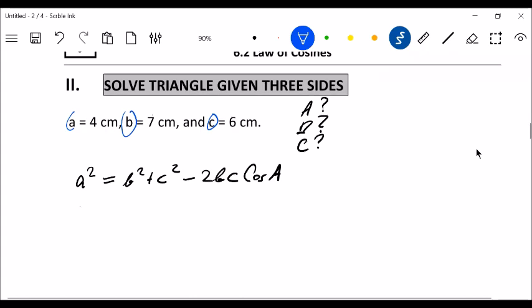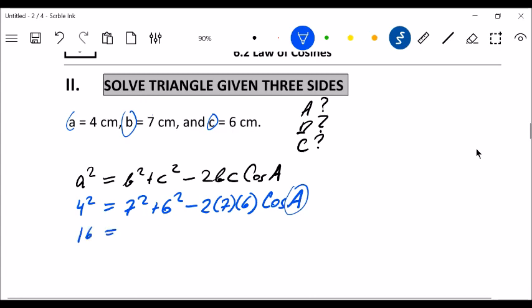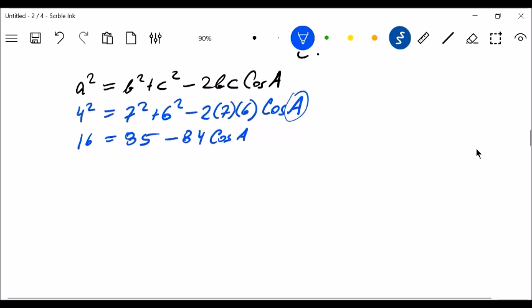So let's plug some things in there. That's 4 squared equals 7 squared plus 6 squared minus 2 times 7 times 6, and then cosine of A. And this is the only thing that we don't know. So now it's just a matter of doing the numbers here. 16 equals 85 minus 84 cosine of A. Be very careful about that negative 84, please, or that this looks like it would be a 1, but it's not because of the multiplying that's here between 84 and cosine. That takes precedence over subtracting.